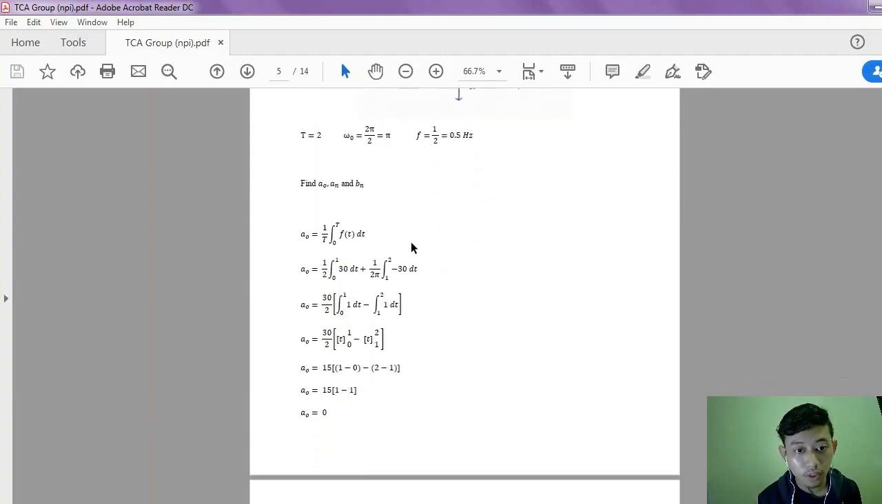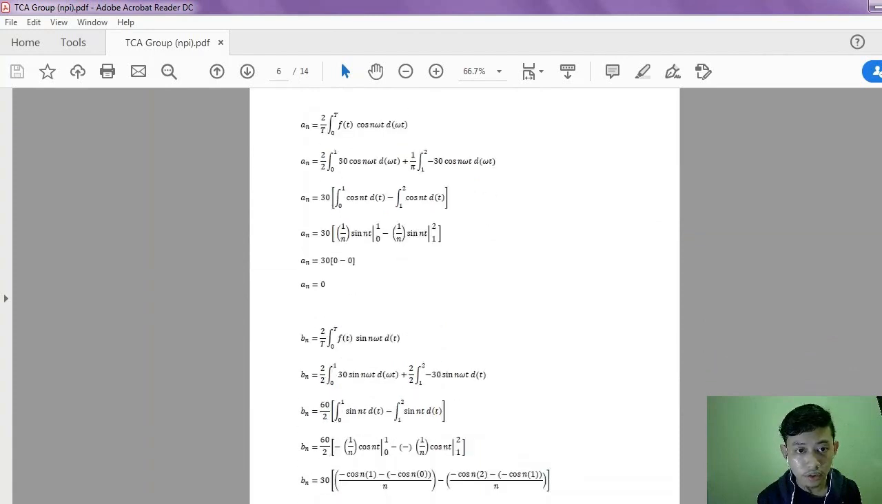This is the formula for A node. You just need to insert the value for the time and the function of t, which is the amplitude. For the integration, you insert the limits 0 to 1 second and 1 second to 2 seconds, then integrate, and we get A node is equal to 0.